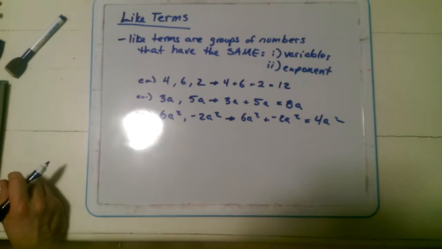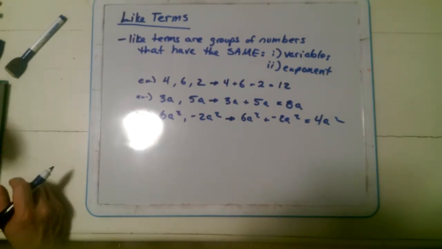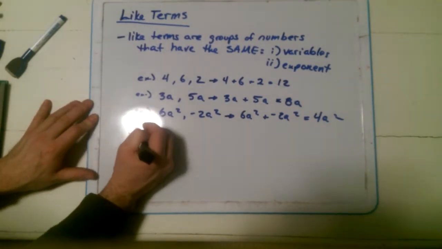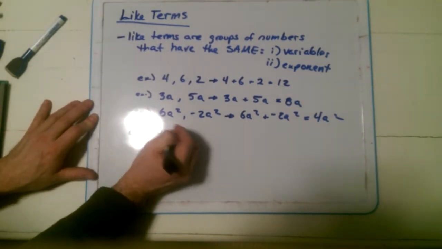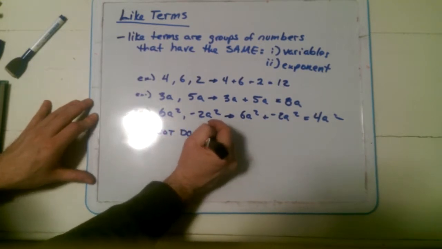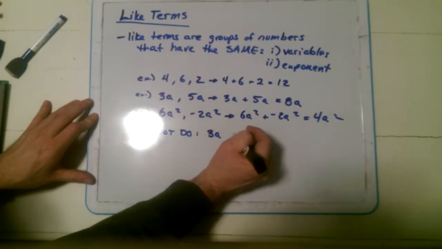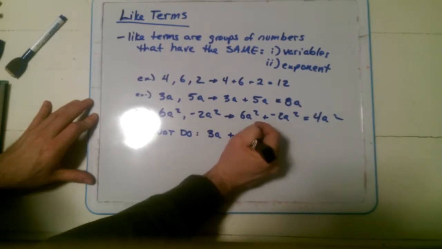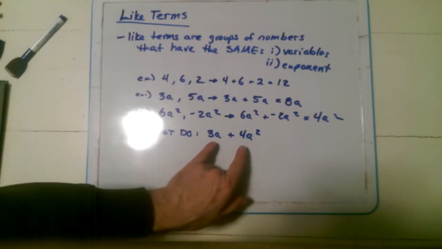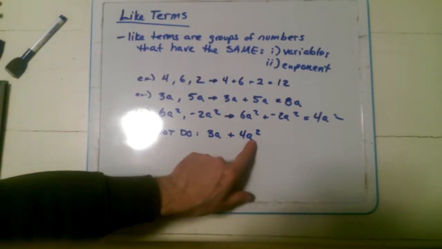So when we're combining like terms, what we want to be able to do is just group things that are common together. Now what I cannot do, I can't do this. I can't say I'm going to take a 3a and add it to a 4a squared, because they're just not the same. These are a's, these are a squareds.